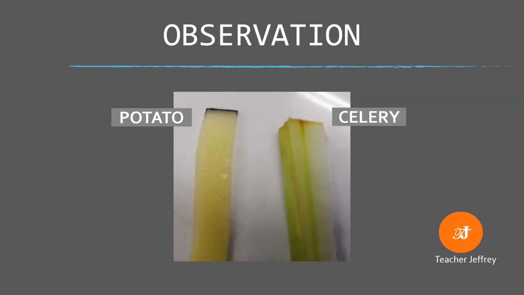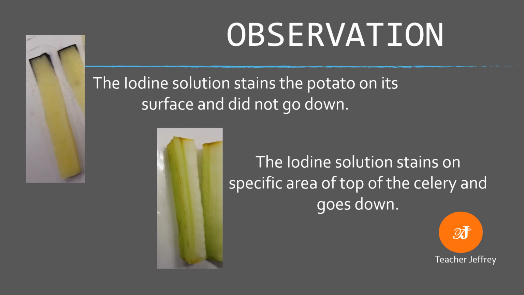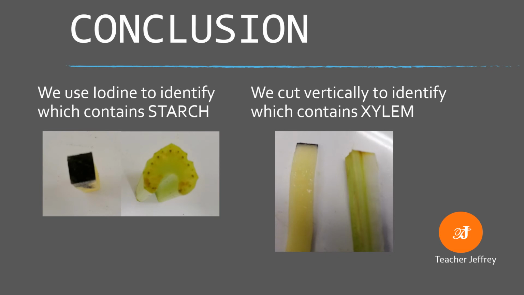By observing the potato and the celery, what have you noticed? We will use this question as our guide for our observation. Did the iodine stain move from the surface down? This is our observation. The iodine solution on the potato did not go down, while on the celery it did. Therefore, we can conclude which contains starch and which contains the xylem vessel by using the iodine solution.